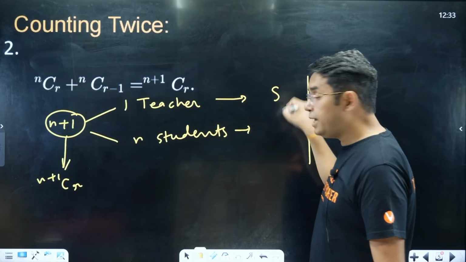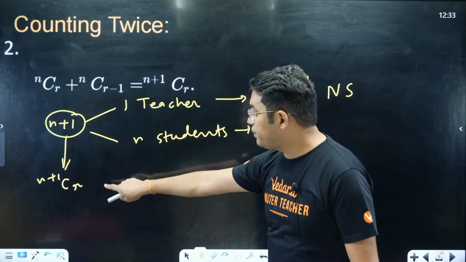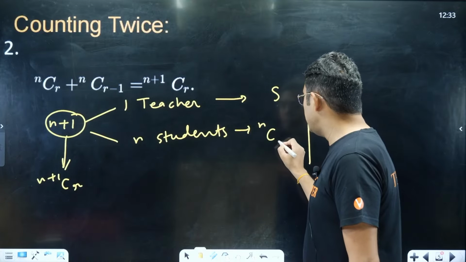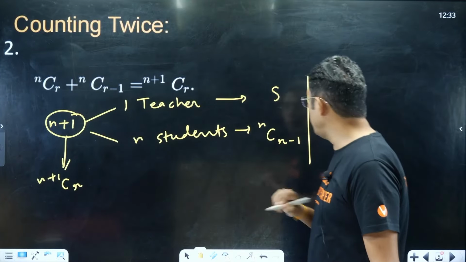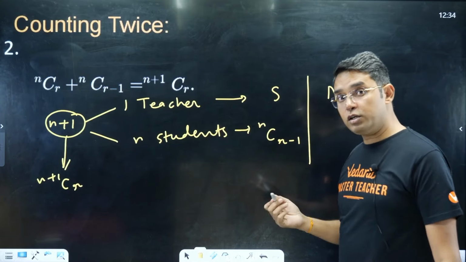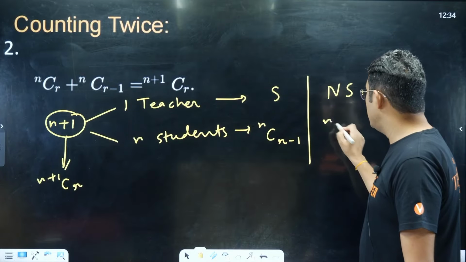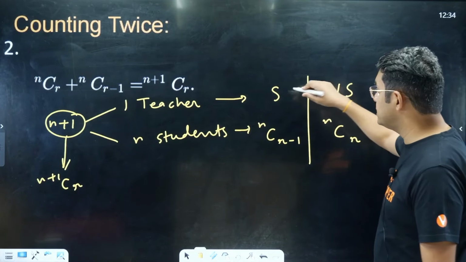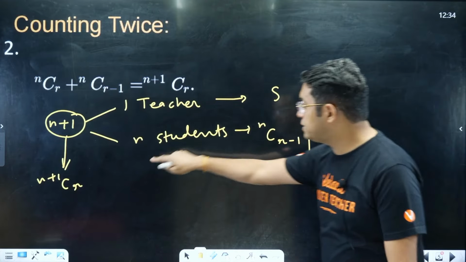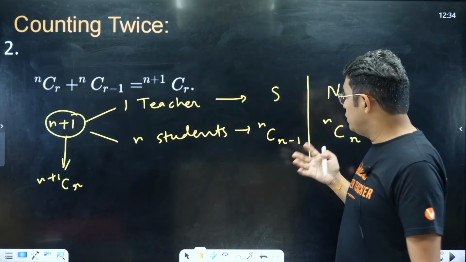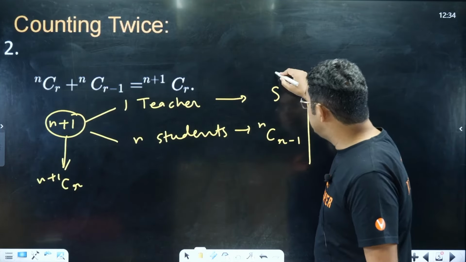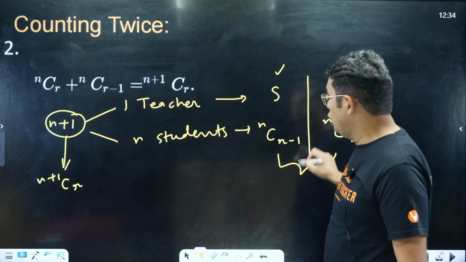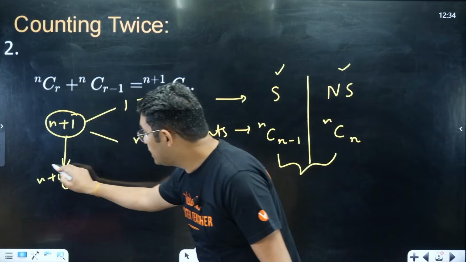If the teacher is selected, then you are supposed to select only r minus 1 students from the n students. Whereas if the teacher is not selected, then you are supposed to select r students from the n students only, because there is no teacher selection. That means all r persons will come from n students. Now there is no other way, and either this will happen or this will happen, so that means we have to add these two. So if you add these two, we must get this thing.